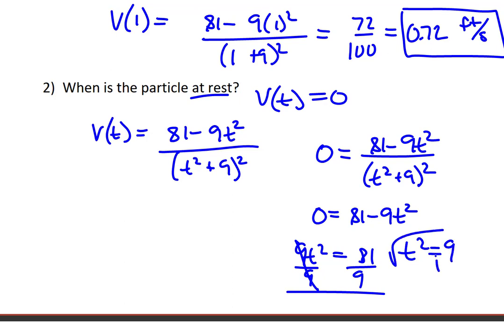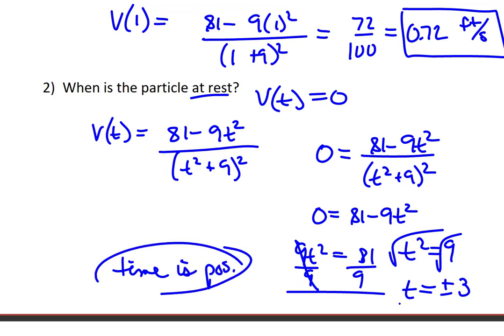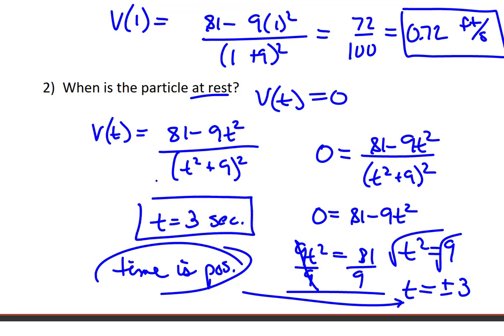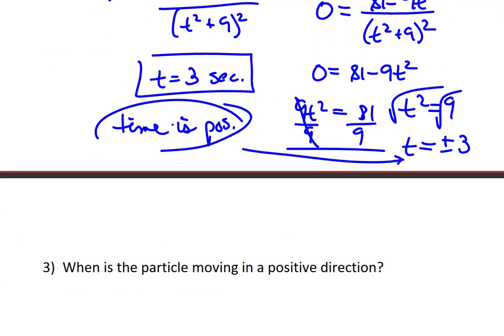Now if we take the square root of both sides of this to get t, technically we would get plus or minus 3, but in this context we also should say that time is positive only. Since time is positive, then we would say, to answer this question, t equals positive 3 seconds. So when is the particle at rest? At 3 seconds is when it would hit rest.